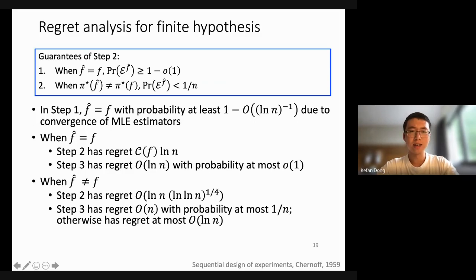Now, in step 3, we will have a linear regret when f hat has a different optimal decision from f. But in this case, by the second guarantee of the log likelihood ratio test, the probability is extremely small. It's like 1 over n. So the expected regret is also a low order term. Otherwise, we run UCB, so we have log n regret, and that's good. To put everything together, the overall expected regret is given by the regret of the second step, which is C of f times log n, plus some low order term.